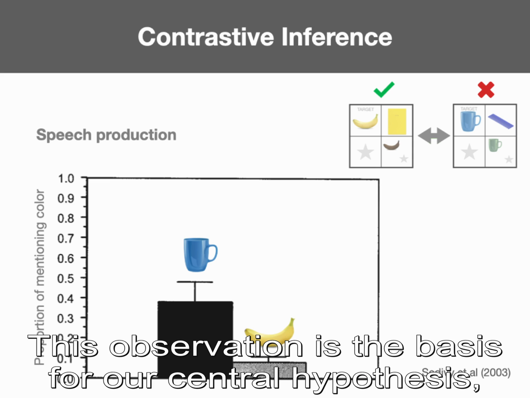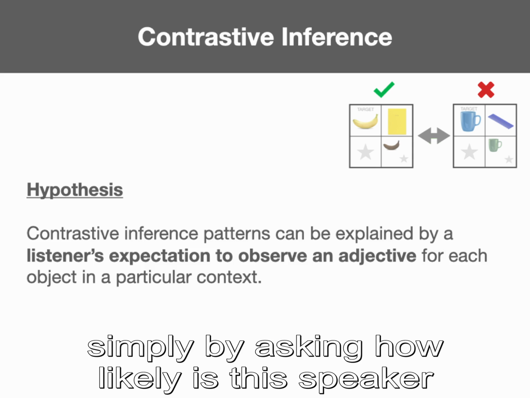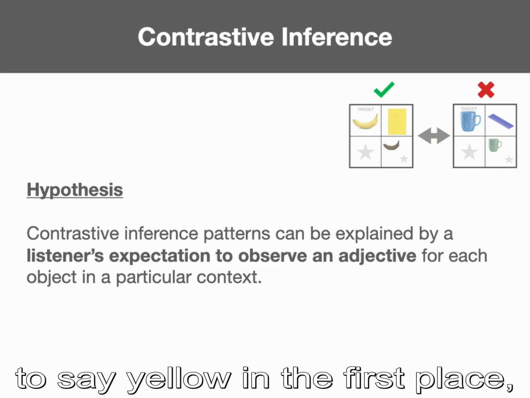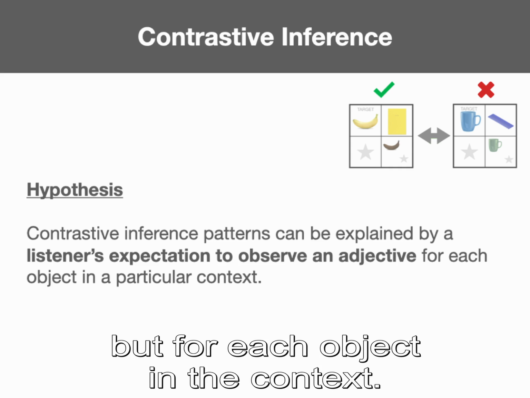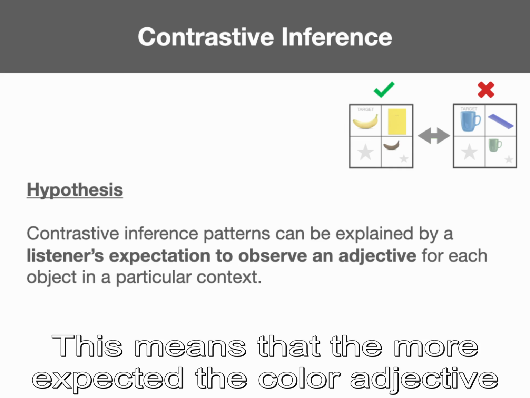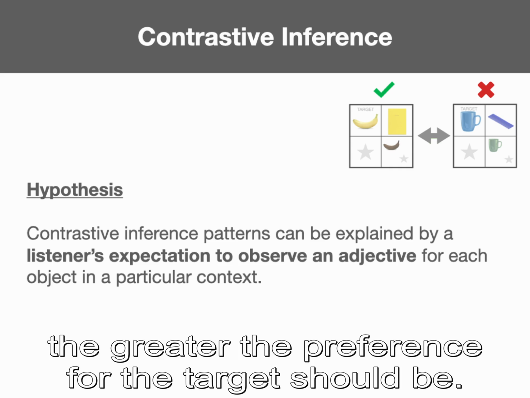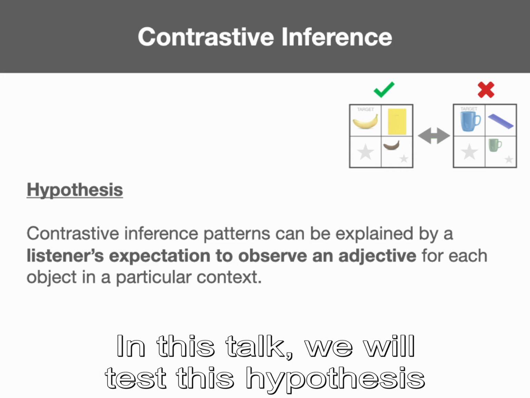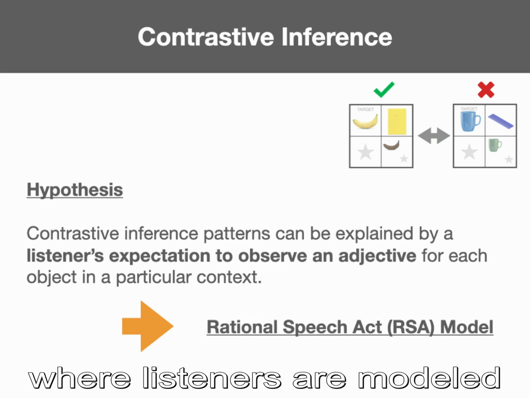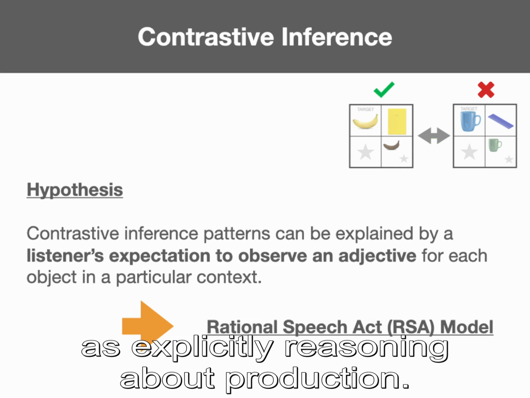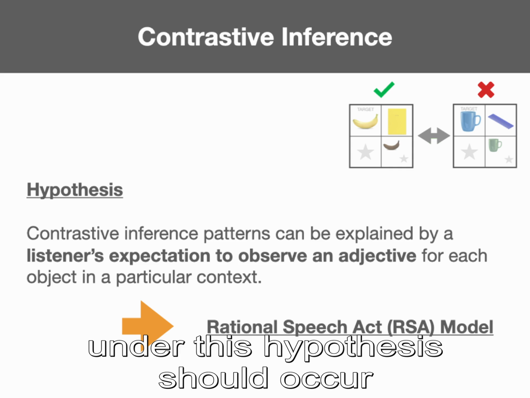This observation is the basis for our central hypothesis, which is that contrastive inference can be explained simply by asking, how likely is a speaker to say "yellow" in the first place? But not just for the target object, but for each object in the context. This means that the more expected the color adjective is for reference to the target compared to the other objects in the display, the greater the preference for the target should be. In this talk, we will test this hypothesis using a computational model that is couched within the Rational Speech Act framework, where listeners are modeled as explicitly reasoning about production. We can use this model to make quantitative predictions when contrastive inference under this hypothesis should occur.